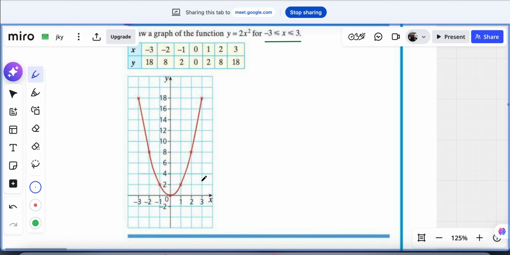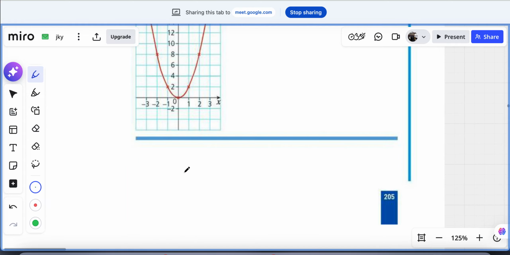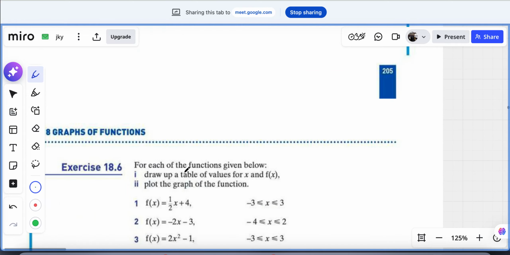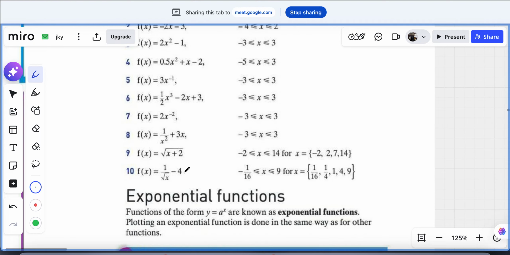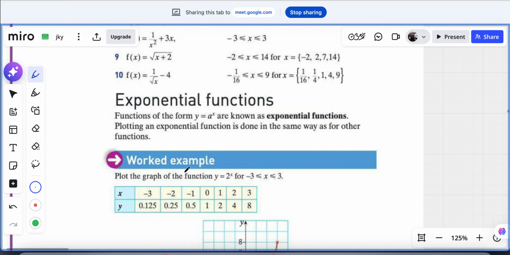Trace negative 1 to 2, and trace 0 to 0, right? Trace 0 to 0, trace 1 to 2, trace 2 to 8, and trace 3 to 18. And then you join your curve together, you produce your quadratic graph. If they ask you to plot this in the exam. Is that okay? And then you can pause the video and do all of this one.